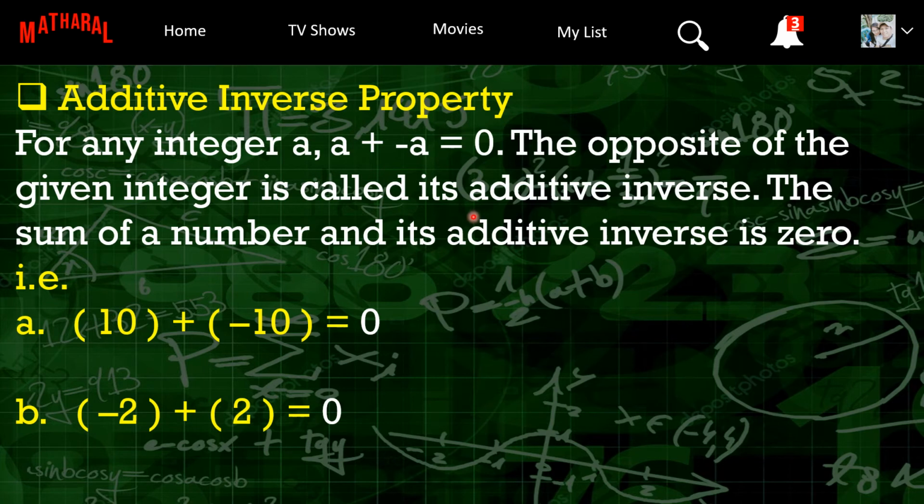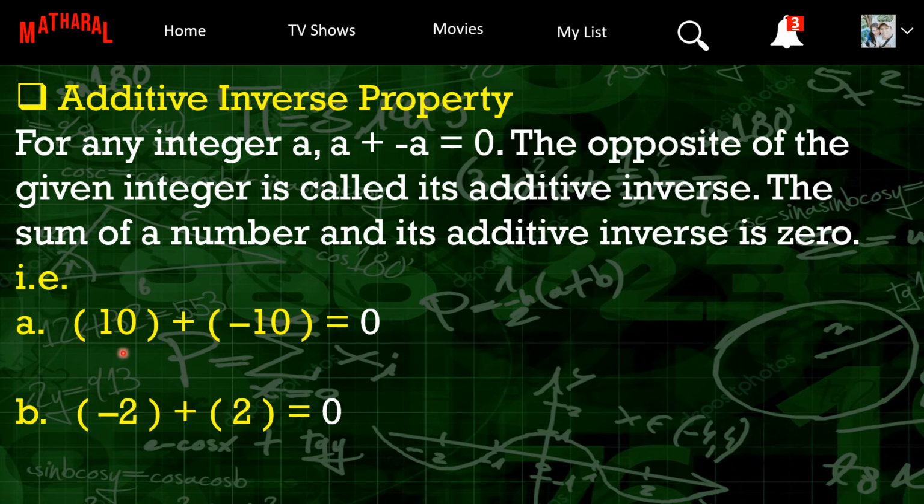So how can you justify that the given integer has its opposite? For example, letter A, it is positive 10. The opposite of positive 10 is negative 10. We're going to take the sum of these additive inverse numbers, 10 plus negative 10. The sum is always 0. Ayan po, tatandaan niyo po yan.